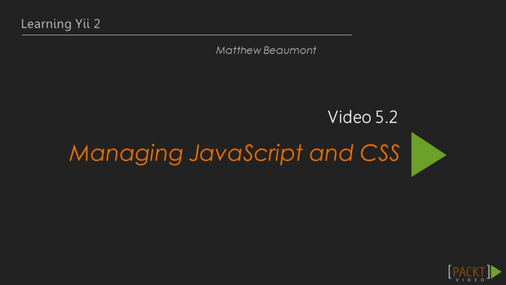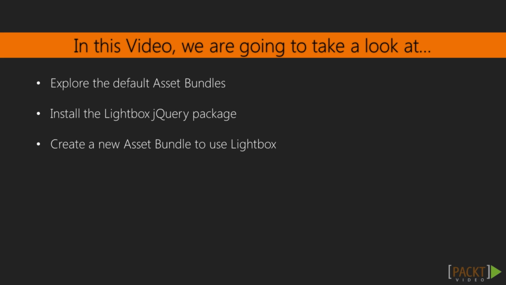Before we installed the basic application template, we installed the Composer Bower Asset plugin, which allows us to install packages that are typically handled by Bower using Composer. In this video, we'll use the Composer Bower Asset plugin to install a new package and then learn how to use the Yii2 AssetManager component to include our new library in our application.